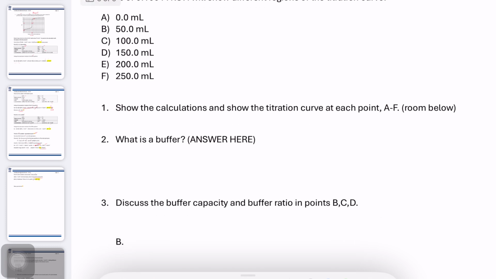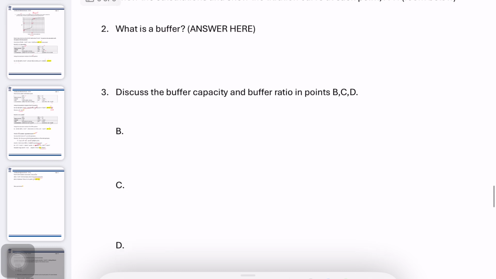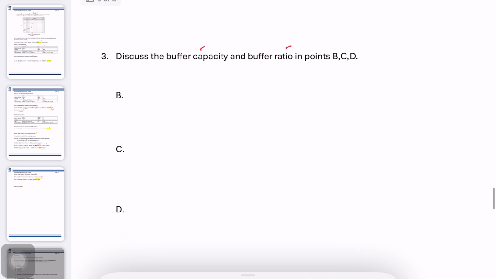So you know what a buffer is. I'm just trying to refresh your memory. Number 3, B, C, and D. Look at points B, C, and D and discuss the buffer capacity and the buffer ratio and how it affects and what it means.